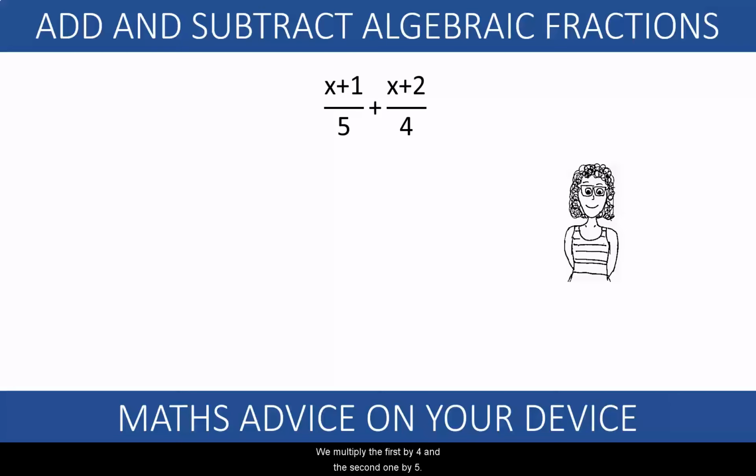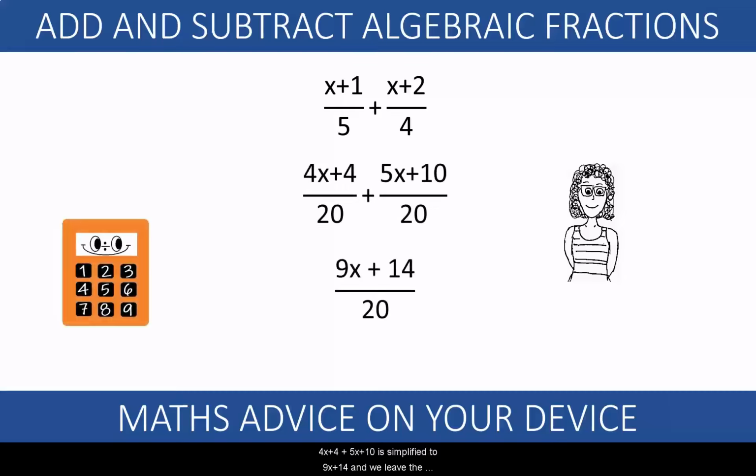We multiply the first by 4 and the second by 5. 4x plus 4 plus 5x plus 10 is simplified to 9x plus 14, and we leave the denominator 20.